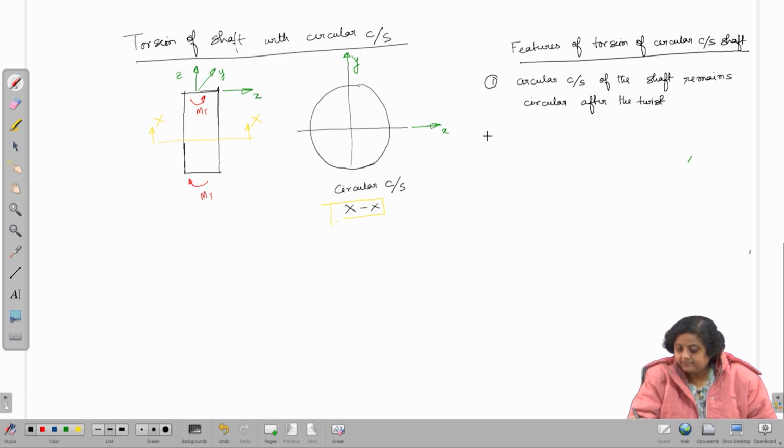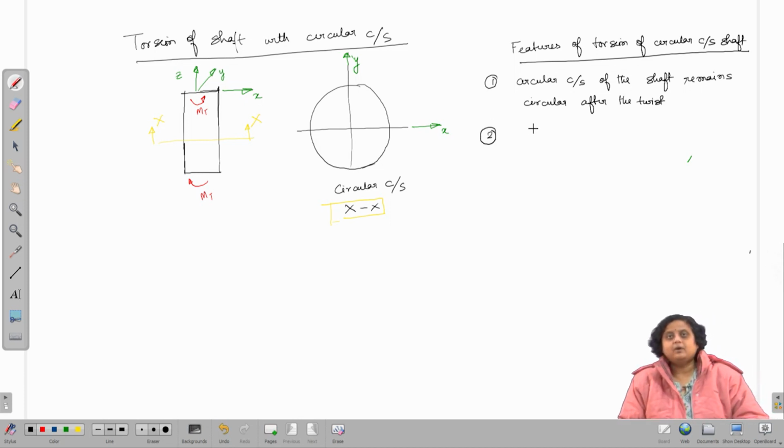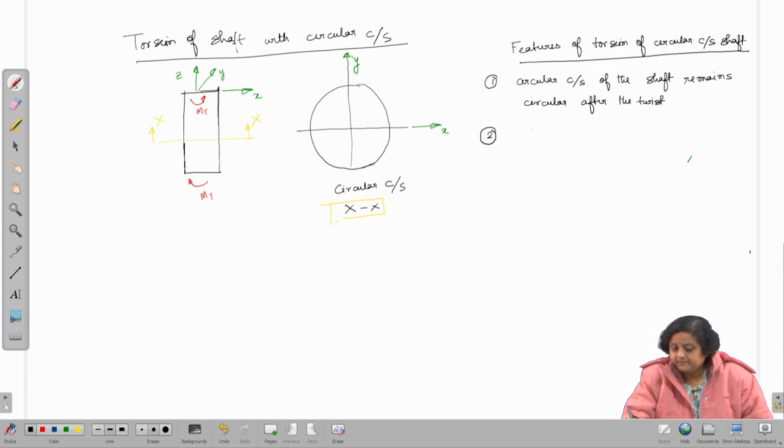The second point is that the problem of torsion of a circular shaft is a problem of shear, pure shear. The only stress that will act on the shaft will be a shear stress. There will be absolutely no normal stress in the shaft. So, it is under pure shear.